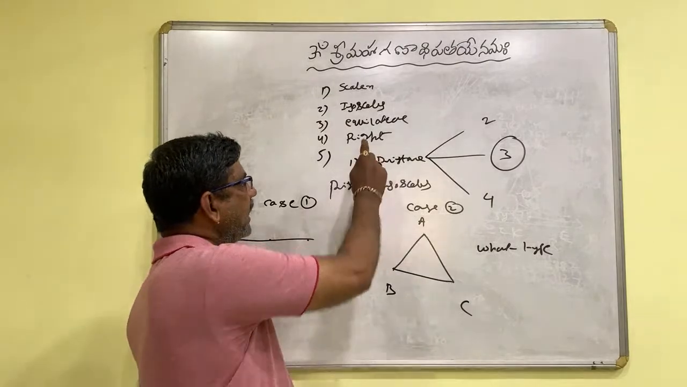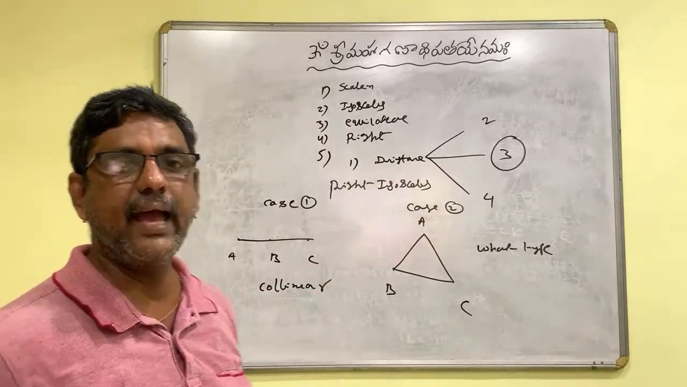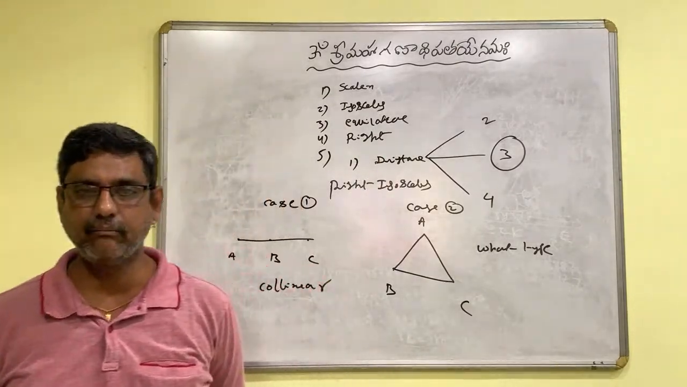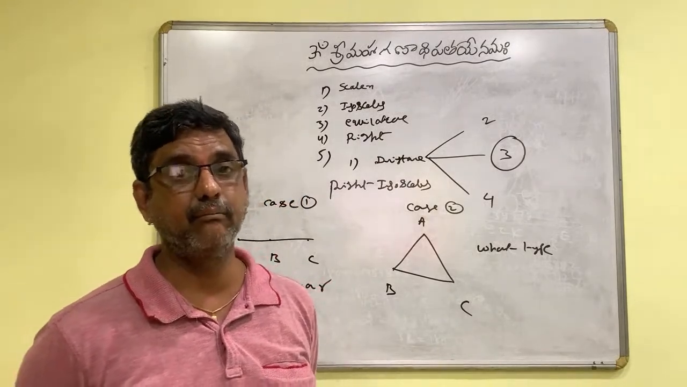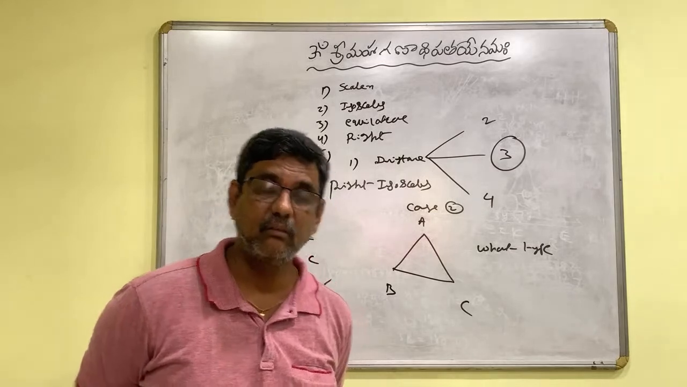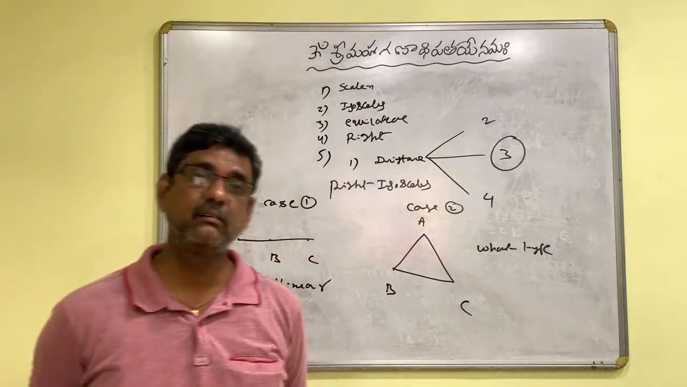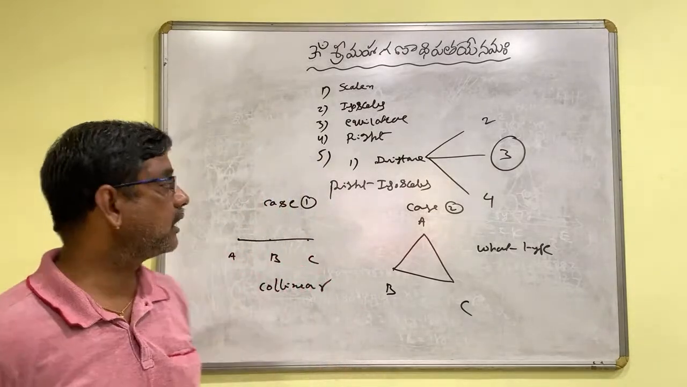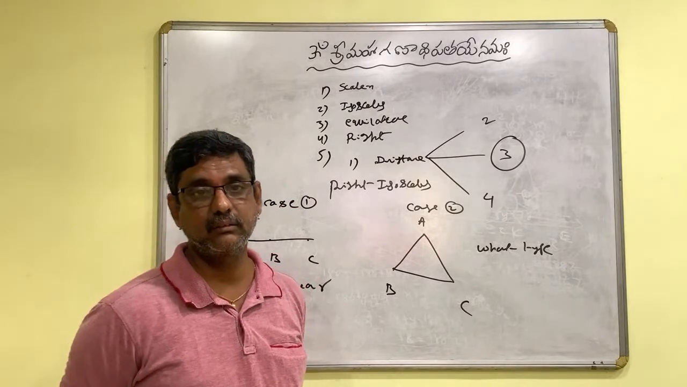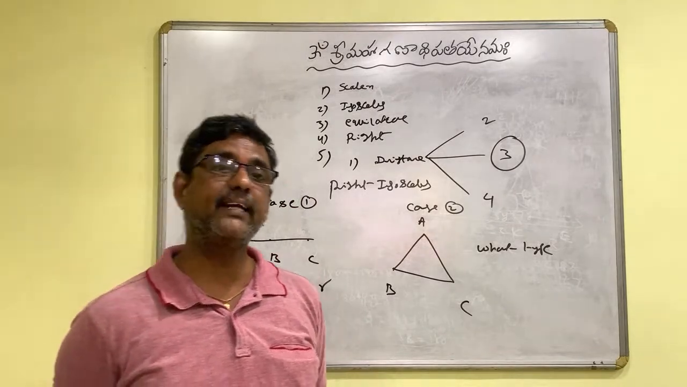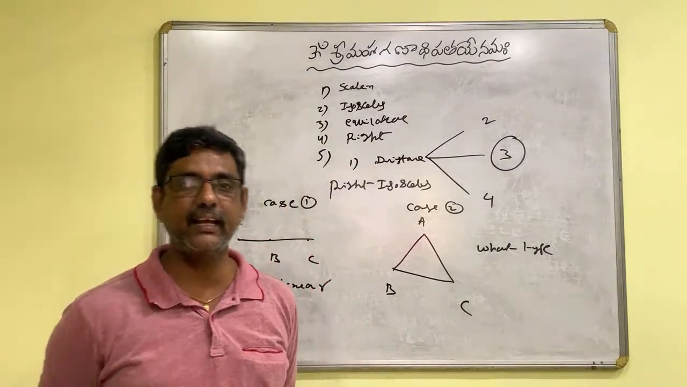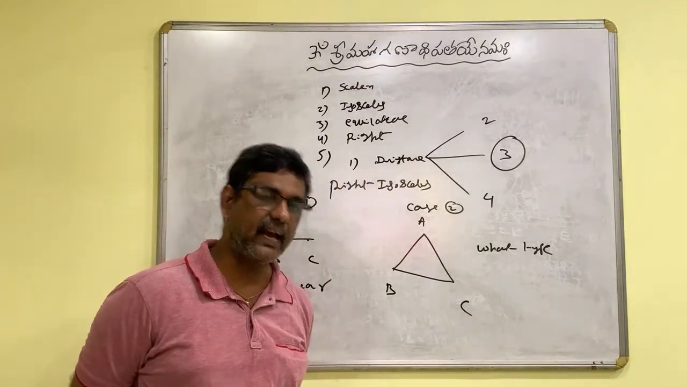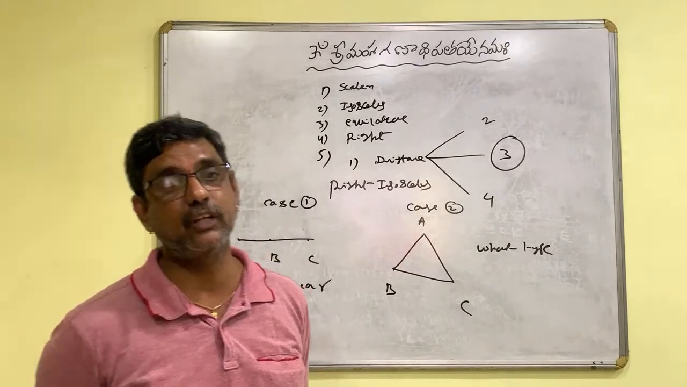Then what about a right triangle? The triangle which satisfies the Pythagoras theorem, we can call it a right triangle. And what is a right isosceles triangle? A triangle in which 2 sides are equal and which satisfies the Pythagoras theorem is called a right isosceles triangle.